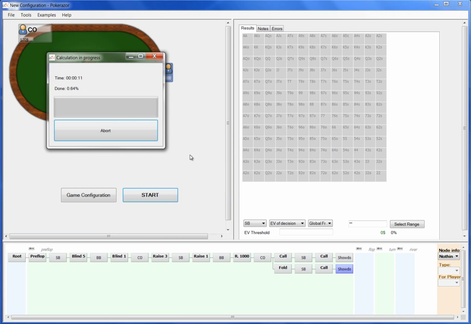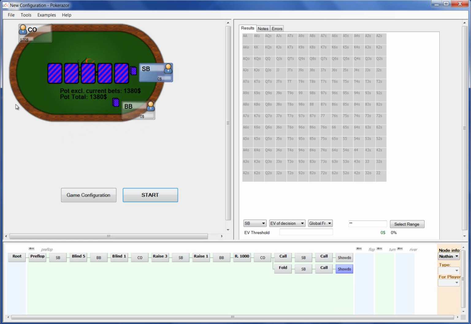But really? I have no idea why this is going so slowly. I wonder if the recording software is using the same processing as PokerRazor. That doesn't make sense. I've used PokerRazor before while recording. Well, I don't know.